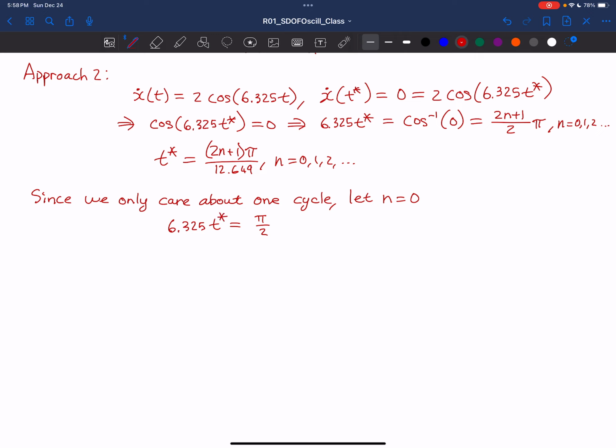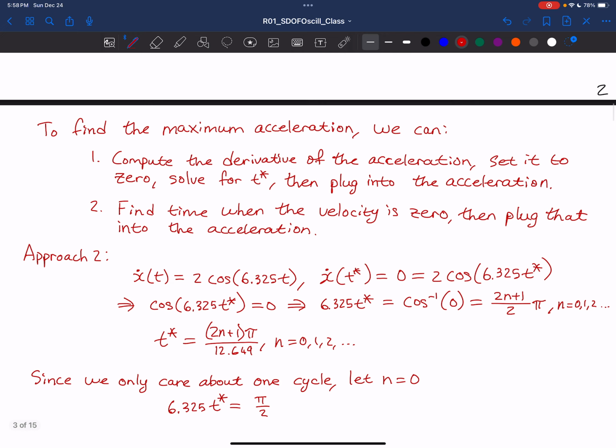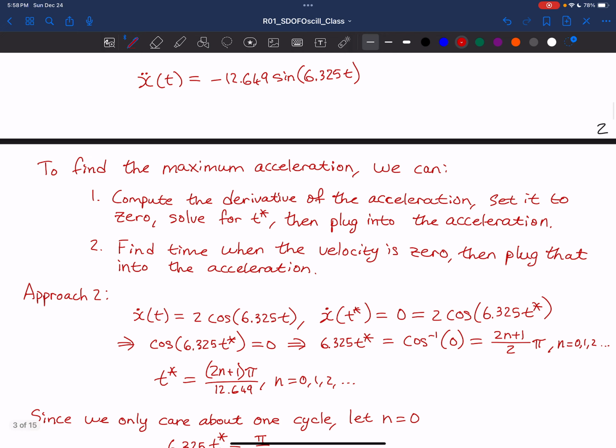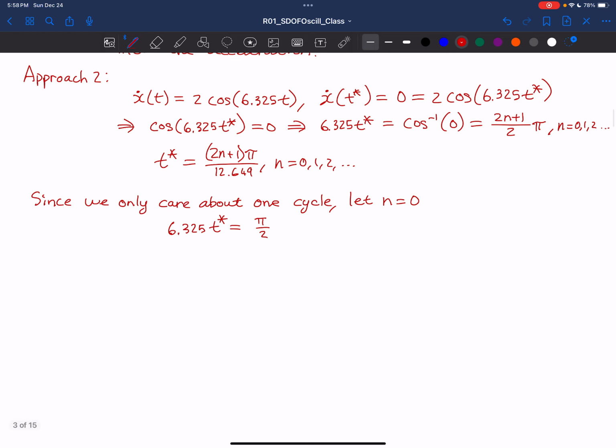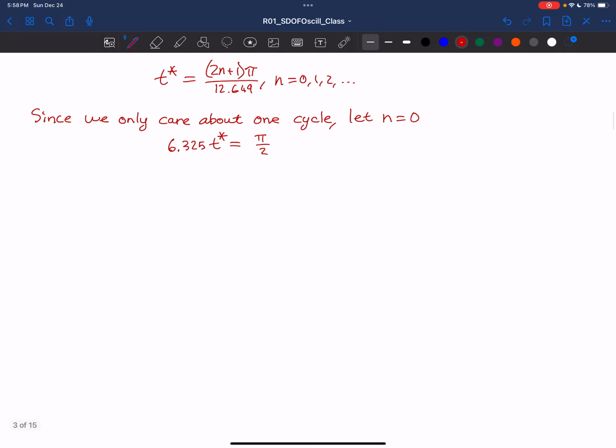The reason we're doing 6.325 times t star, instead of solving for t star exactly, is because in the acceleration equation, which is up here, we have the sine evaluated at 6.325 times t. So if we can plug in just pi over 2 for that whole amount, we're going to end up saving ourselves some algebra and some calculations as well. So we'll substitute this into our acceleration.